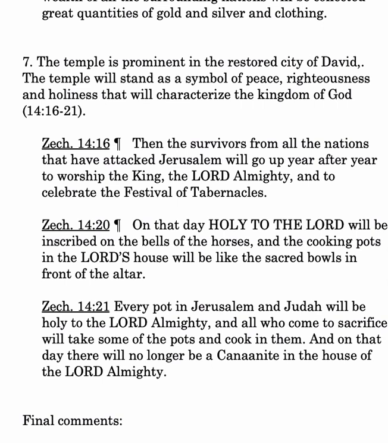Verse 20, on that day, holy to the Lord will be inscribed on the bells of the horses, and the cooking pots in the Lord's house will be like the sacred bowls in front of the altar. Verse 21, every pot in Jerusalem and Judah will be holy to the Lord Almighty, and all who come to sacrifice will take some of the pots and cook in them, and on that day there will no longer be a Canaanite in the house of the Lord Almighty.